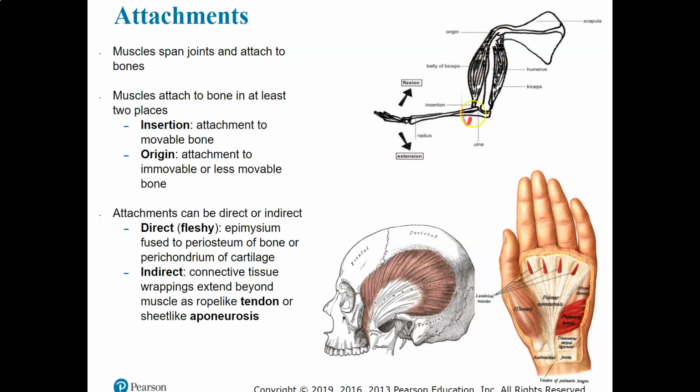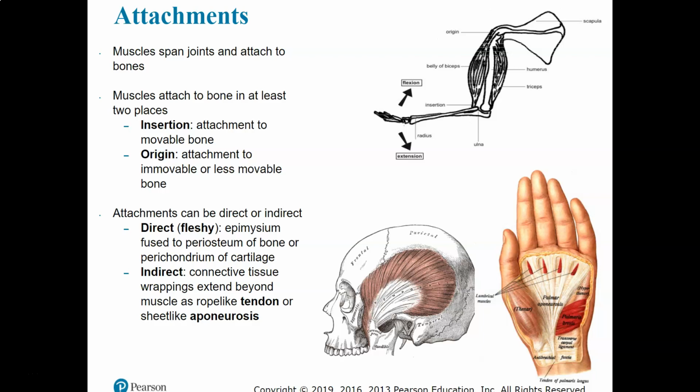So here we have, again, the biceps brachii, which is going to be attached to the scapula at its origin and the radius at its insertion. And when the biceps contracts, the radius is going to move, whereas the scapula isn't. When you flex your bicep, your radius is going to move towards your shoulder. Your shoulder doesn't move towards your radius.